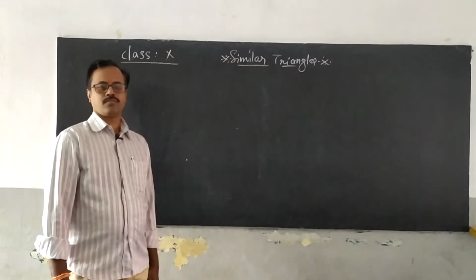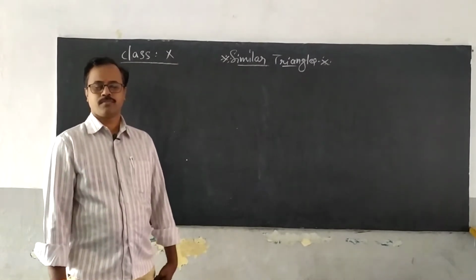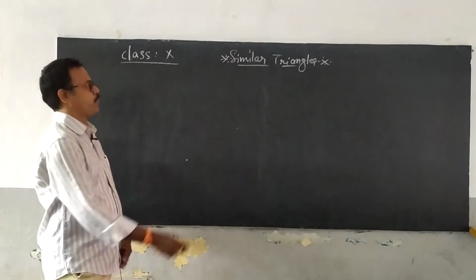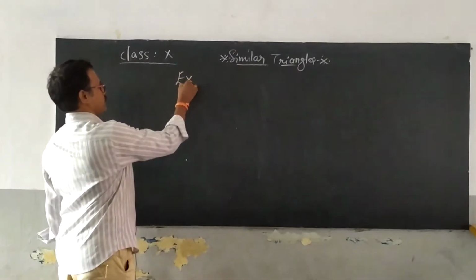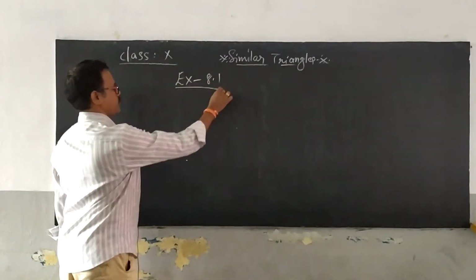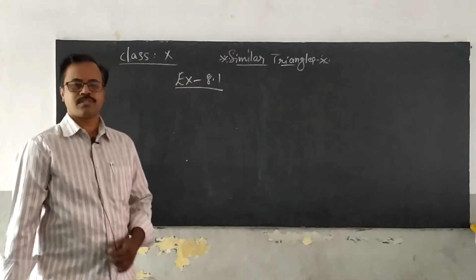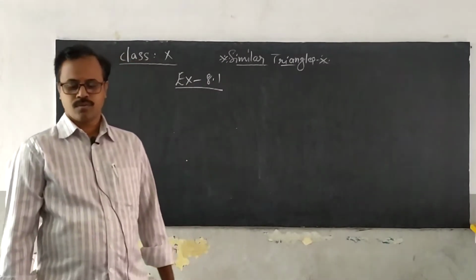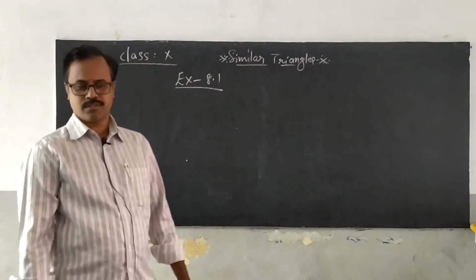We are talking about the chapter Similar Triangles, exercise 8.1. The first 3 questions are completed. Now we are going to the fourth question.